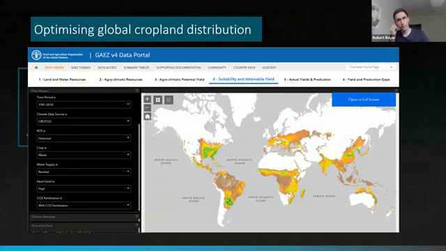And one data set that's relevant in this context is what the production is going to be of a given crop in a grid cell where it may not be cultivated at the moment. And there's a fantastic data set generated by the UN Food and Agriculture Organization.